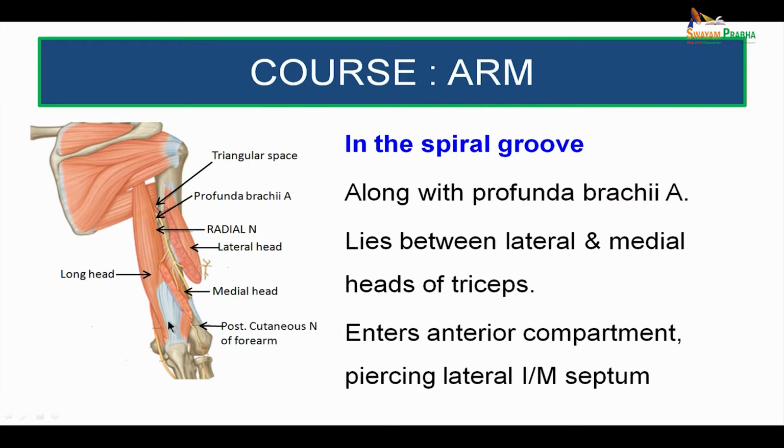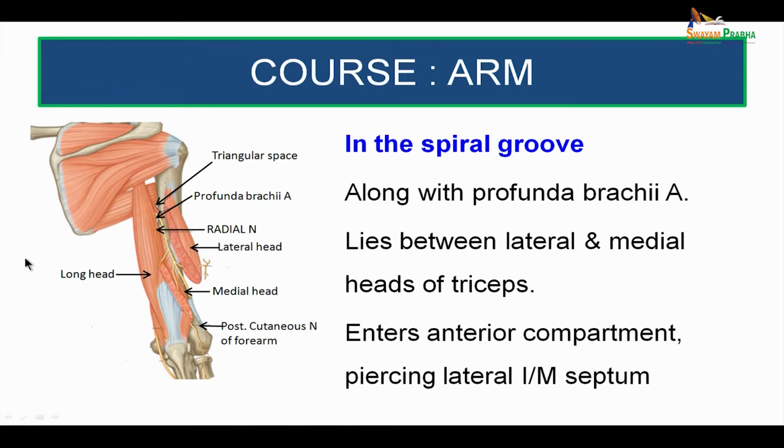Having entered into the arm, it then proceeds along the spiral groove of the humerus where it lies in close contact to the bone and passes laterally. So, in that context, it lies along the profunda brachii and its branches, and it lies between the lateral and medial head of triceps. Passing this way, it gives off various branches along its course and then proceeds further down, piercing the lateral intermuscular septum and enters into the anterior part of the compartment.